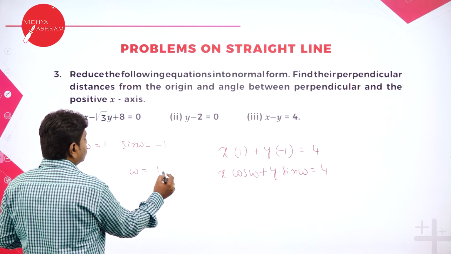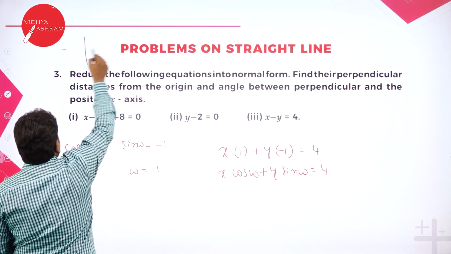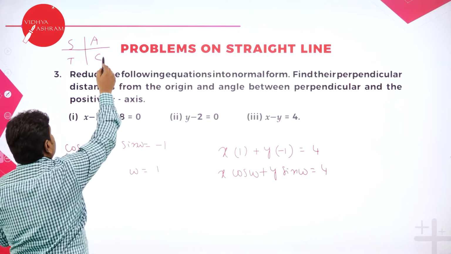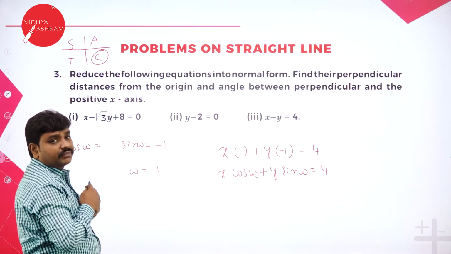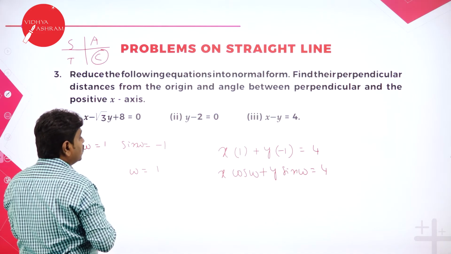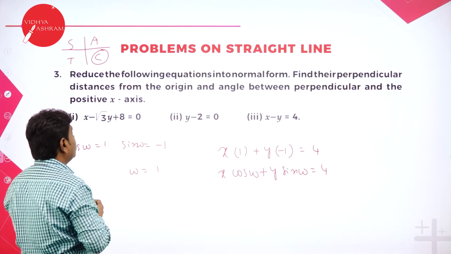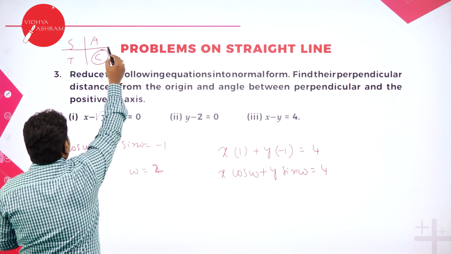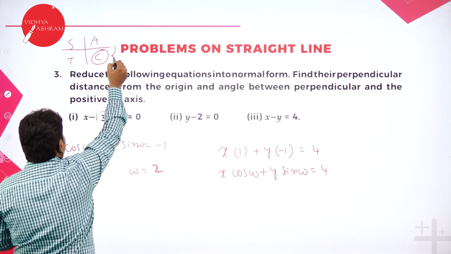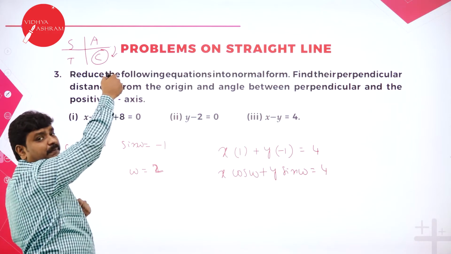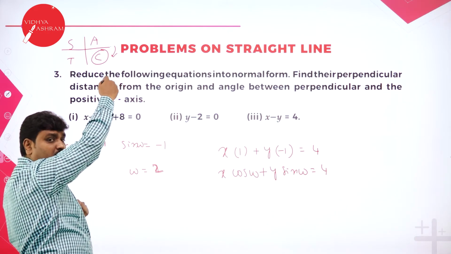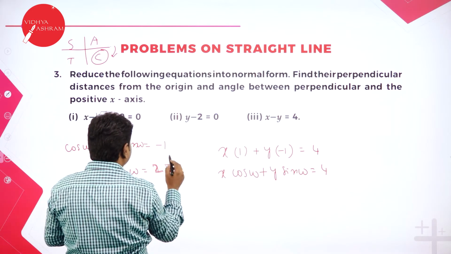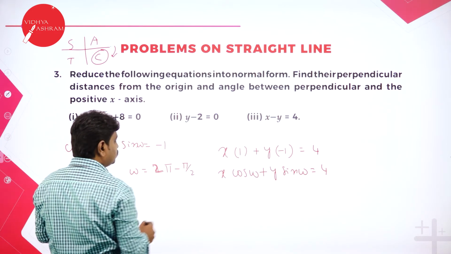But if you see the ASTC rule, I can say that because cos is positive, the angle lies in the fourth quadrant. So now I have to take the angle in the form of 2 pi minus theta. This is 0 degrees. If I go like this, it is 360 minus theta or 270 plus theta. 360 minus theta, if I take 2 pi minus pi by 2.